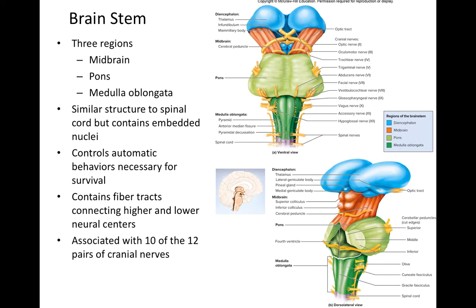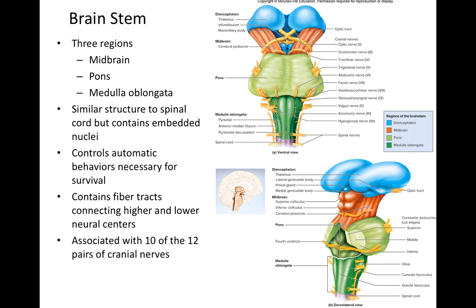Remember that nuclei are collections of cell bodies within the central nervous system. And then your next thought should be, if there's cell bodies there, there are synapses there. That's why these nuclei exist. The brainstem controls autonomic behaviors. It's essentially what is keeping you alive. It keeps you breathing. It keeps your heart beating properly. It maintains blood pressure. All of those different components.